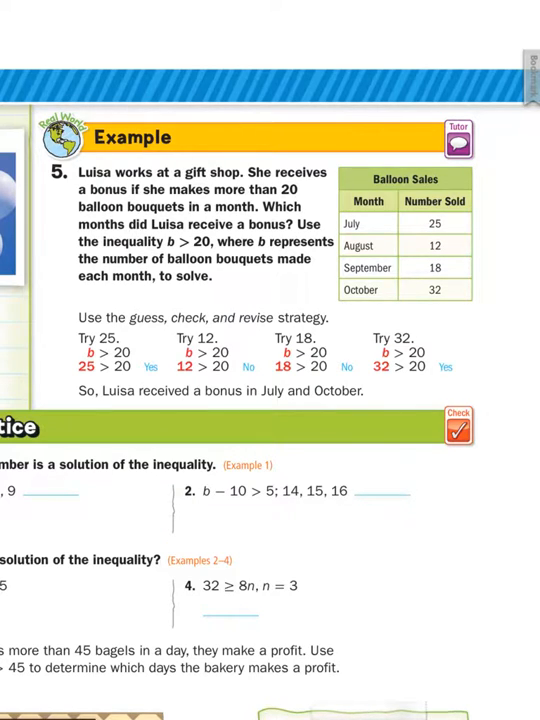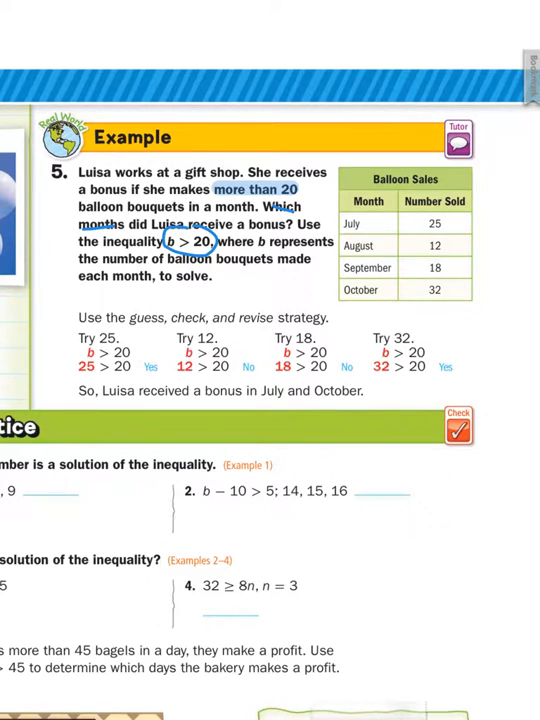Louisa works at a gift shop. She receives a bonus if she makes more than 20 balloon bouquets in a month. Which months, so our answer should be months, did Louisa receive a bonus? Use the inequality B is greater than 20, where B represents the number of balloon bouquets made each month to solve. So basically, we are just looking for which month was the number sold greater than 20.